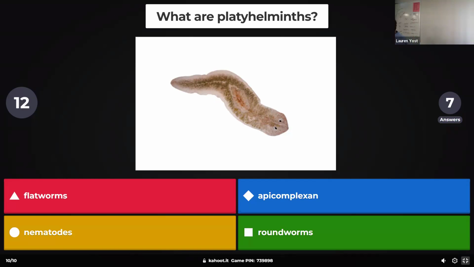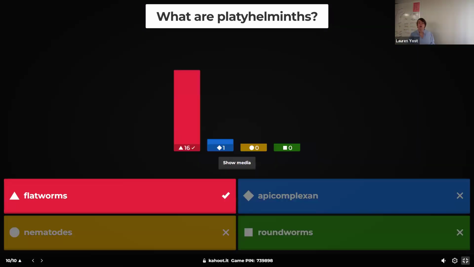Platyhelminth. One, two, three, six, eight. Righty, so these are our flatworms.